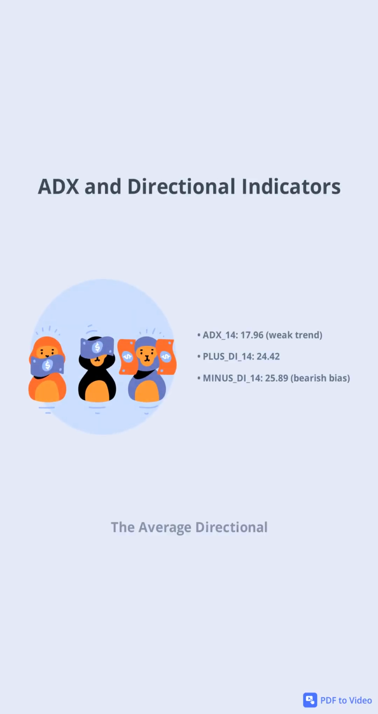The average directional index, ADX 14 at 17.96, with plus DI 14 at 24.42 and minus DI 14 at 25.89, suggests a weak trend with a slight bearish bias. The low ADX value means the trend is not strong, while the higher minus DI points to sellers having a slight edge. This aligns with other indicators showing a lack of strong direction.